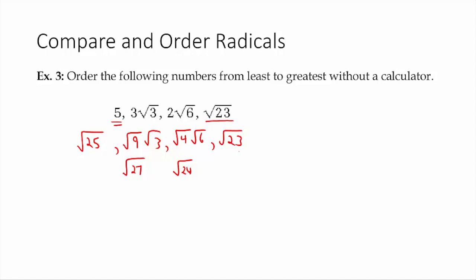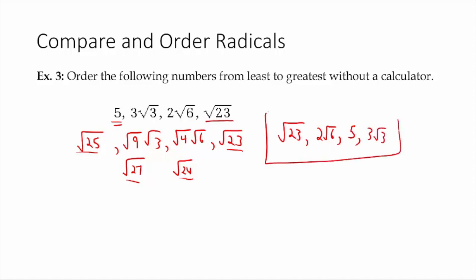Now you can see that we have root 23, 24, 25, 27. This now allows us to write these from least to greatest because we have them all in entire radical form. So we have the square root of 23 as the least, followed by the square root of 24, which is actually 2 root 6 in the problem, followed by the square root of 25, which is just 5, and finally the square root of 27, which is just 3 root 3. Don't forget to write these in their original form, not in their entire radical form.